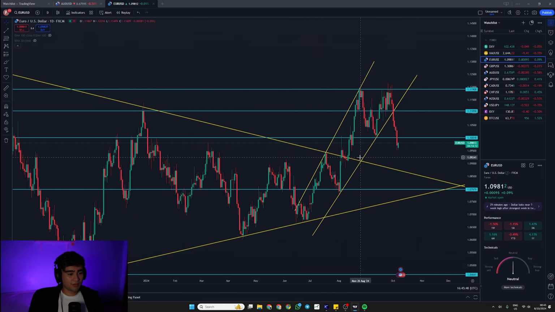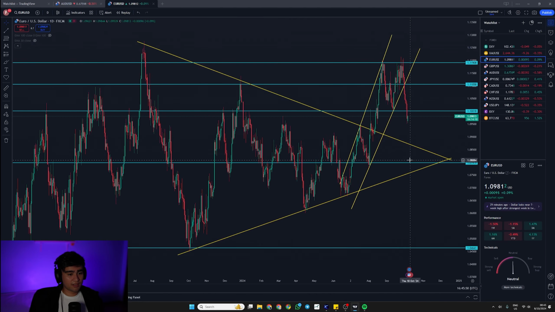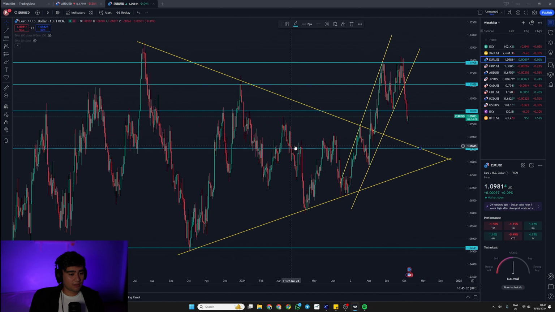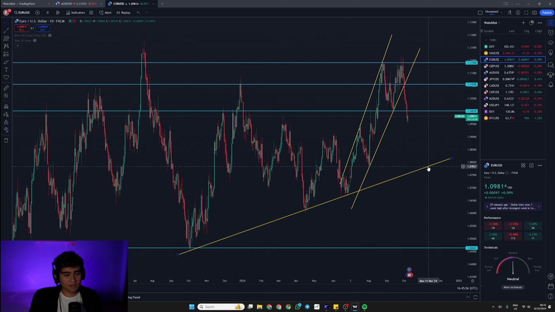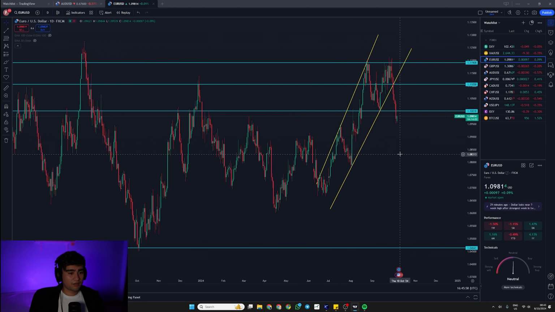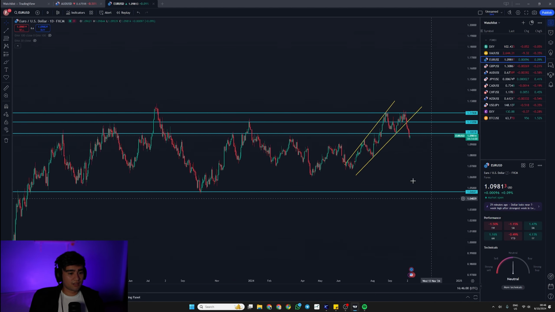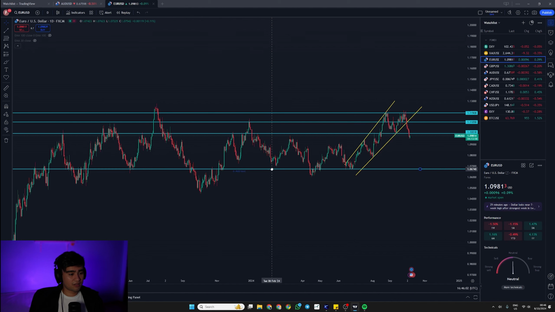Something that I realized about Euro USD is it likes to make this kind of movement. What kind of movement am I talking about? Let's have a look. Let me just remove some of these lines, make things a bit clearer. It likes to move in this range. You can plot one line here, right about here.